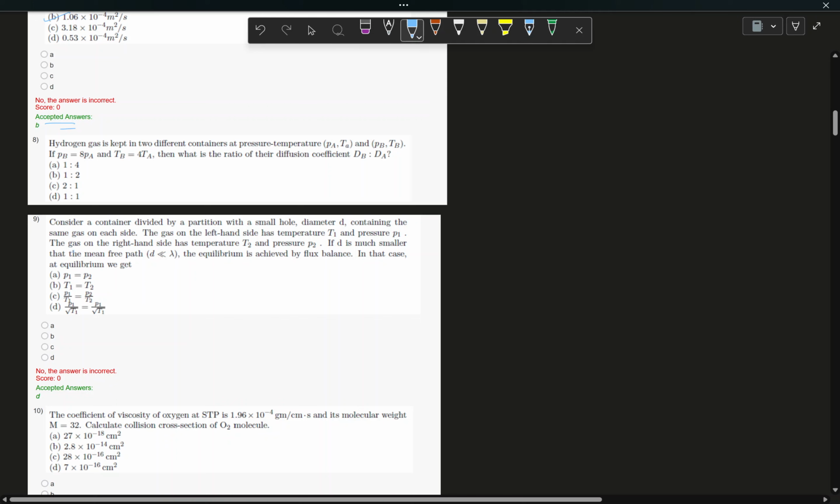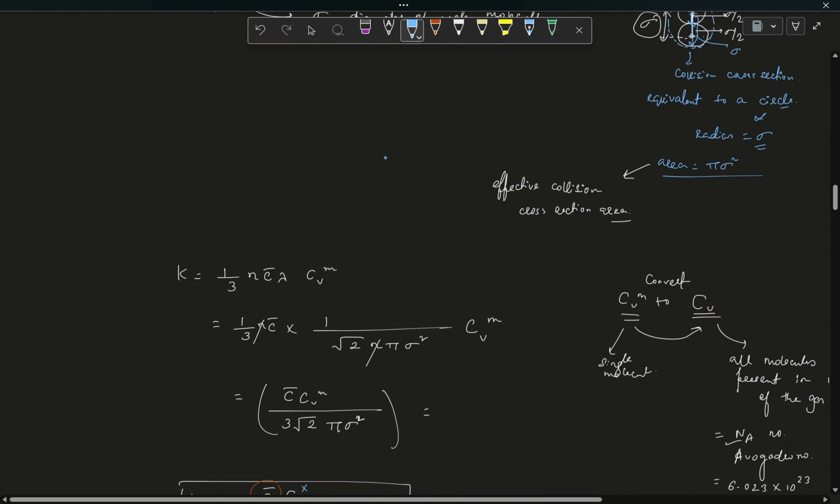Then question number 8 is about hydrogen gas kept in two different containers at different pressure and temperature in both the parts of the container, which are mentioned as PA/TA and PB/TB. If PA, so this should be capital A, this is a printing mistake. So PB is 8 times PA and TB is 4 times TA. Then what is the ratio of the diffusion coefficients DB to DA? So basically there are two different containers with different pressure and temperature, and the ratio is mentioned. PB by PA is 8 and TB by TA is 4. Then DB by DA you have to calculate.